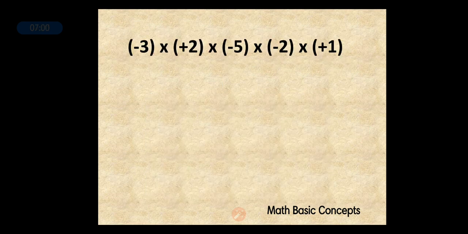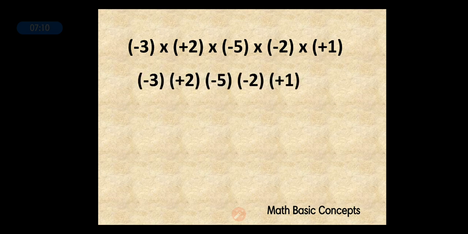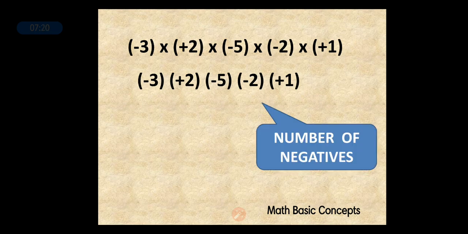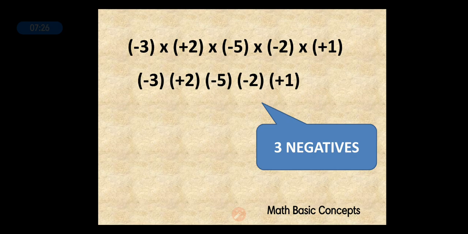Let's take an example. Minus 3 multiplied by plus 2 multiplied by minus 5 multiplied by minus 2 multiplied by plus 1. We can write the question like this also, without multiplication symbols. If we don't have anything in between the brackets, that means it is multiplied. The first rule: how many negatives are there? Here we have 1, 2, 3 negatives. So 3 negatives means they are odd. If they are odd, we get a negative answer. So it's confirmed that the answer will be negative.